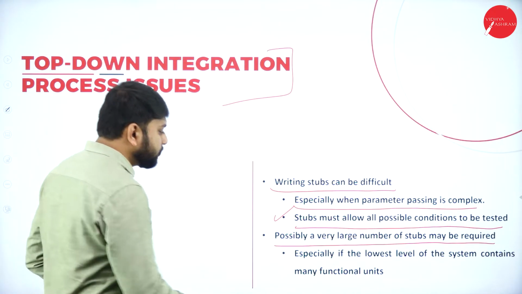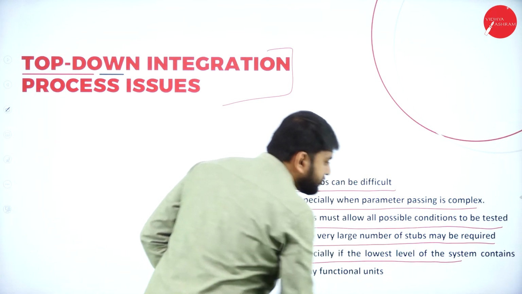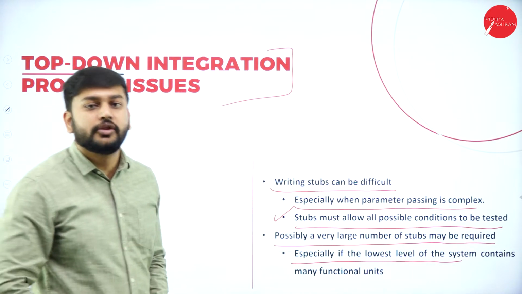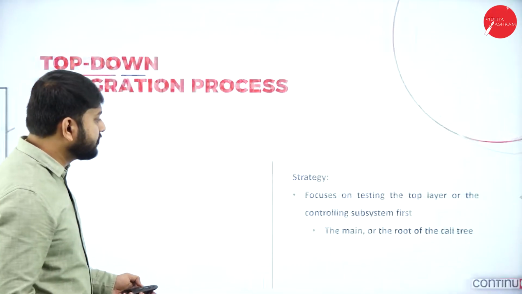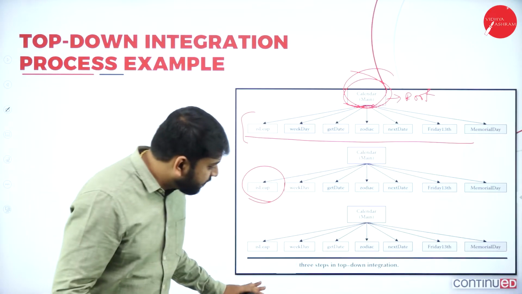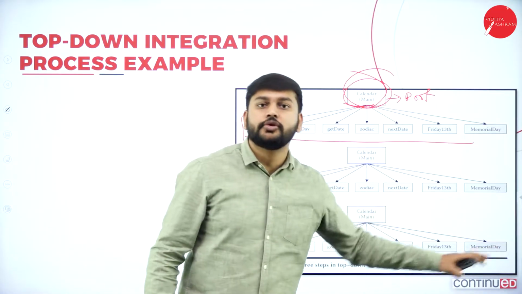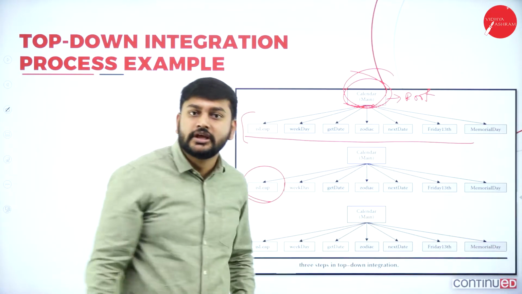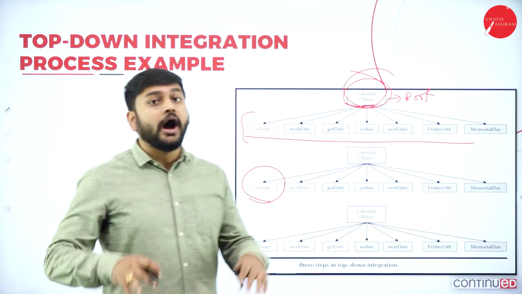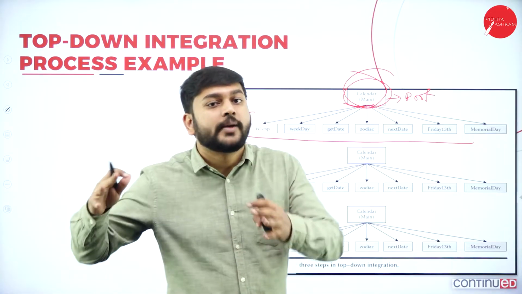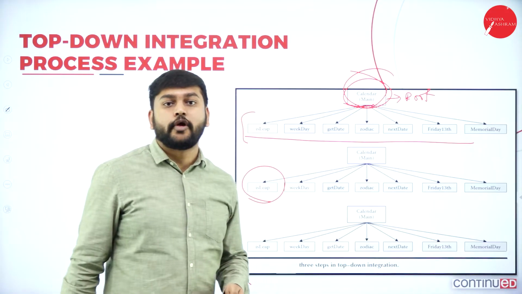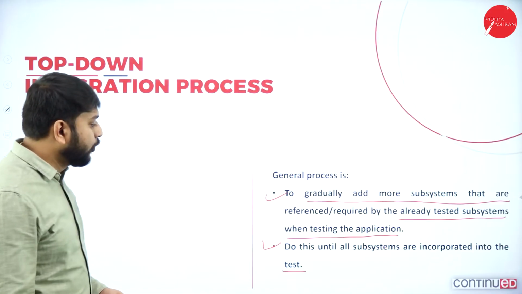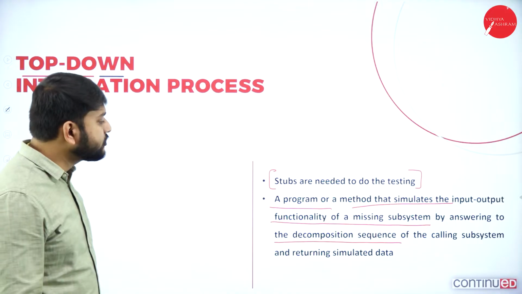Remember that, especially if the lower level of the system contains many functional units. So what is the meaning of that point? Imagine I have this diagram. In this diagram, if I have multiple functional units, multiple branches at that particular point of time, I might require more number of stubs. That is what you need to understand with this point. All right, moving forward to the next one.